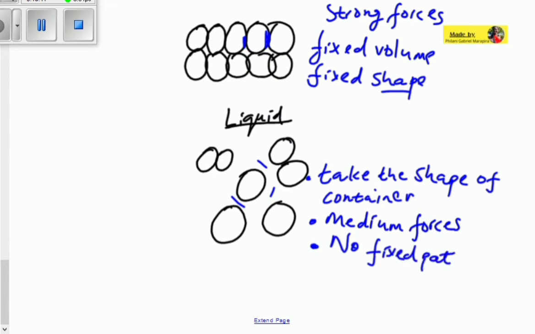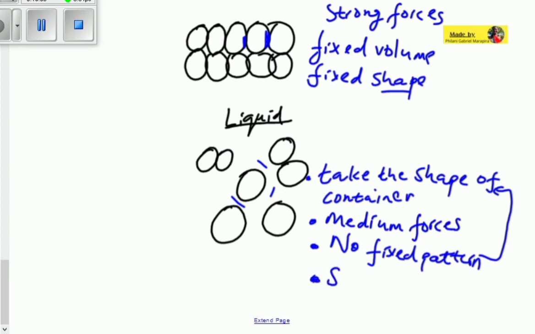So by no fixed pattern here, it means that it can take the shape of the container. It is actually the one and the same thing. So it means the pattern of the particles can be changed because they are in a certain container, which is of a certain shape. So there's no actual fixed pattern of the particles in a liquid state. And then they slide past each other, switching places.